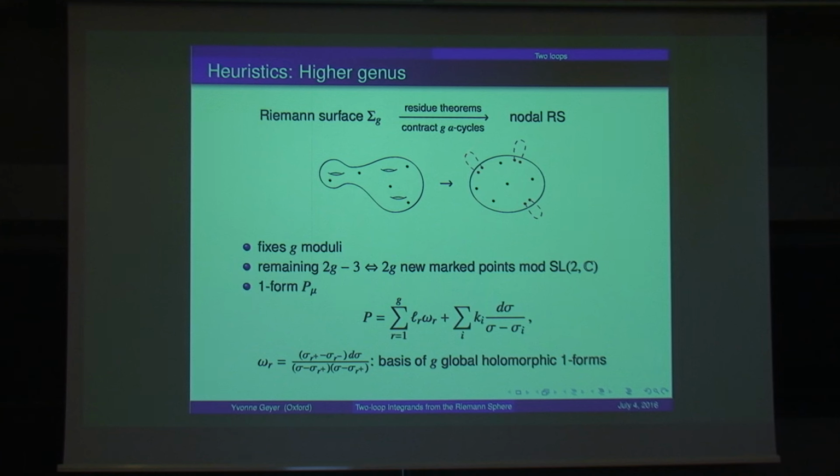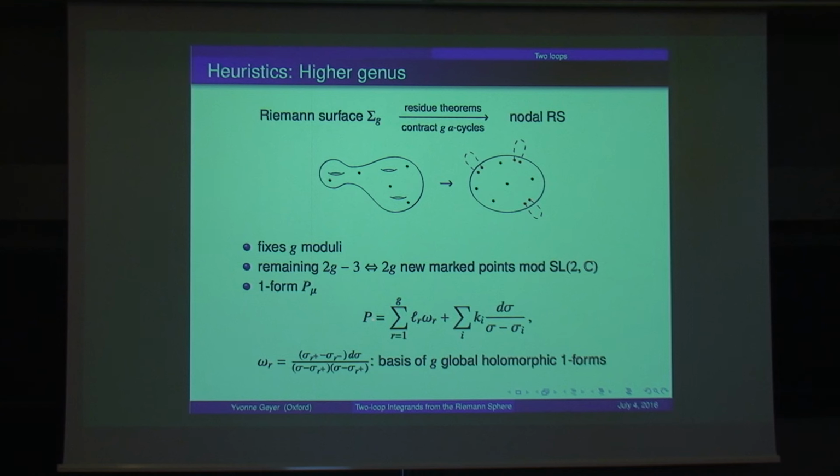So you know, over here we have 3g minus 3 moduli plus the n for the marked points. Now this procedure fixes g of them, so we're left with 2g minus 3 moduli. Now you see, number magic, this all works out. The 2g minus 3 is exactly the 2g new marked points that we get from these double points here, modulo the SL2C invariance on the sphere. Beautiful. So what happens to the one from P?